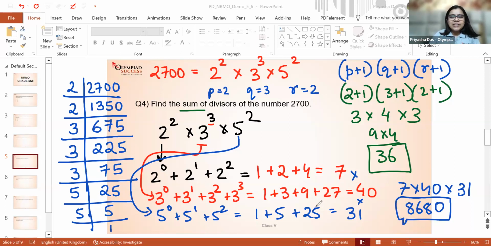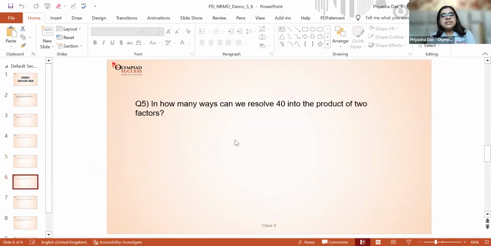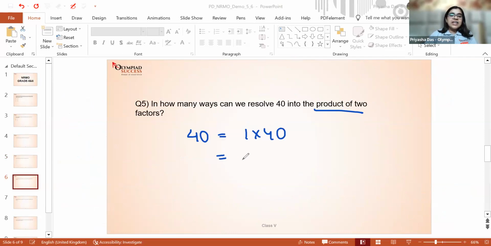Now let's take you to slightly simpler things. Okay, slightly simpler, not very simple. How many ways can you resolve 40 into the product of two factors? Any idea? In the product of 2 means 40 can be written as 1 into 40. 40 can be written as 2 into 20. And what are the other ways in which it can be written?